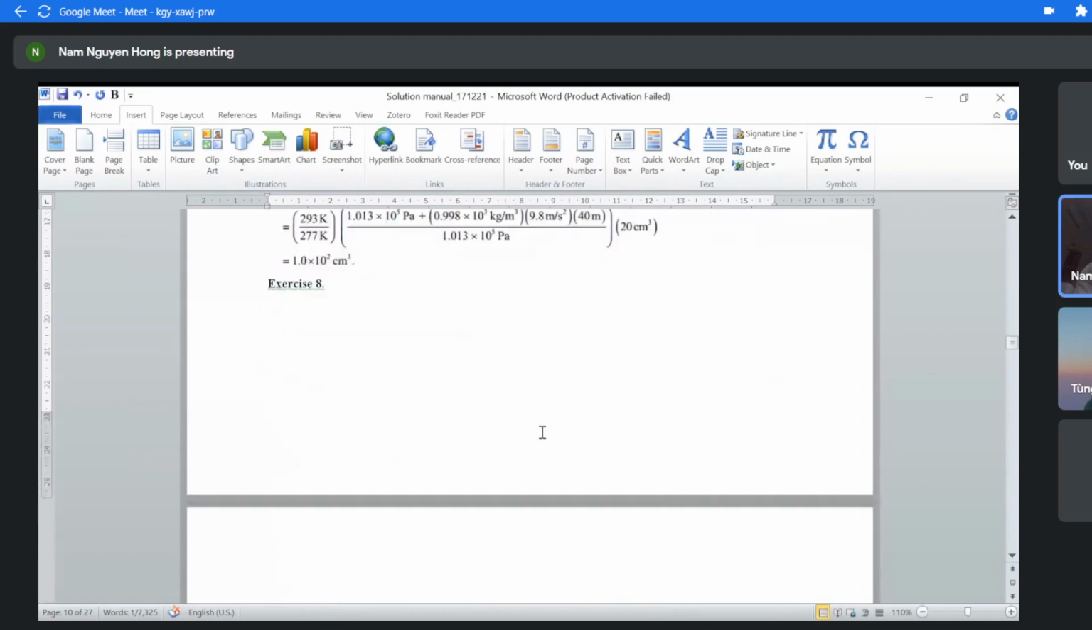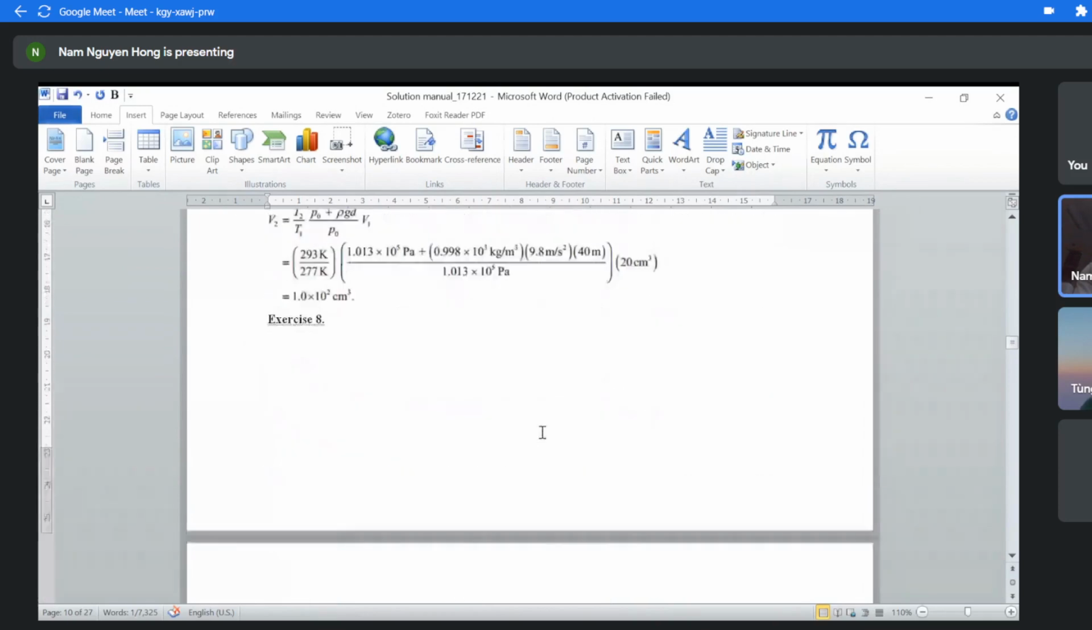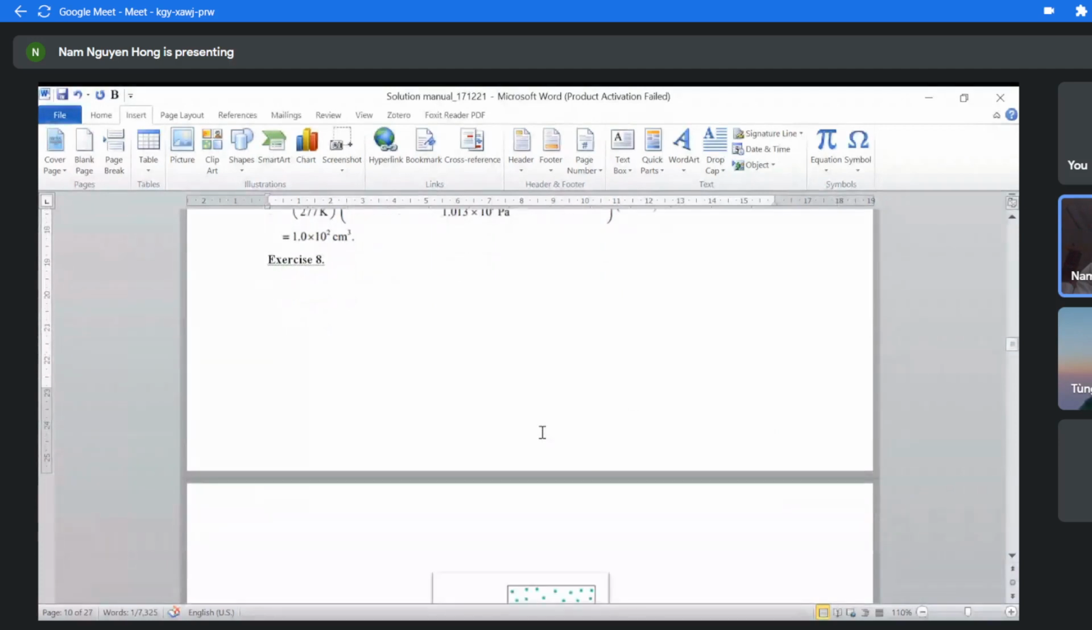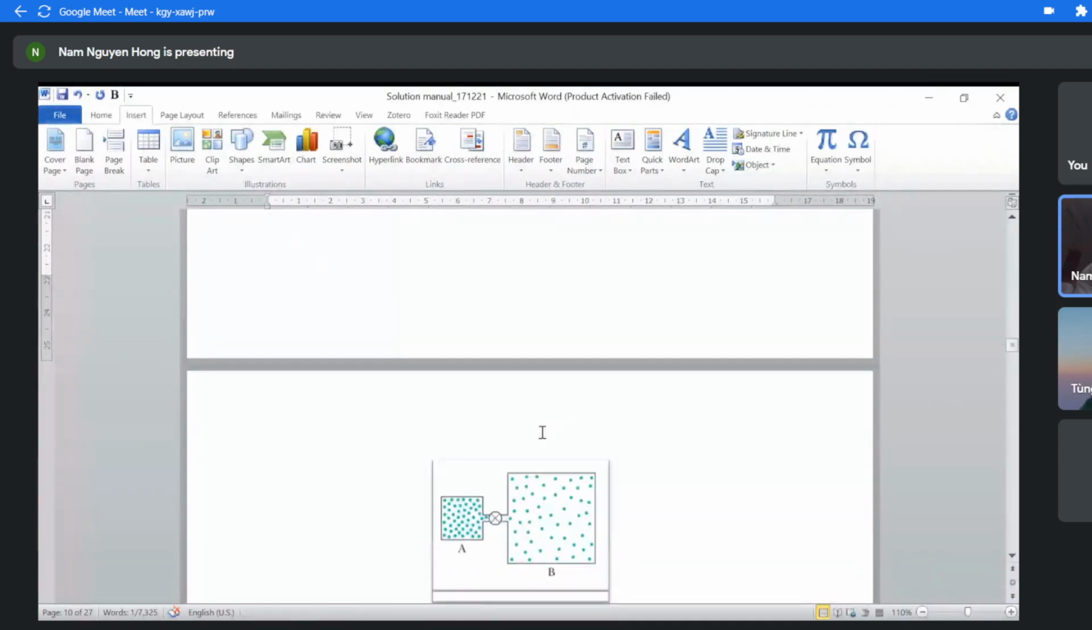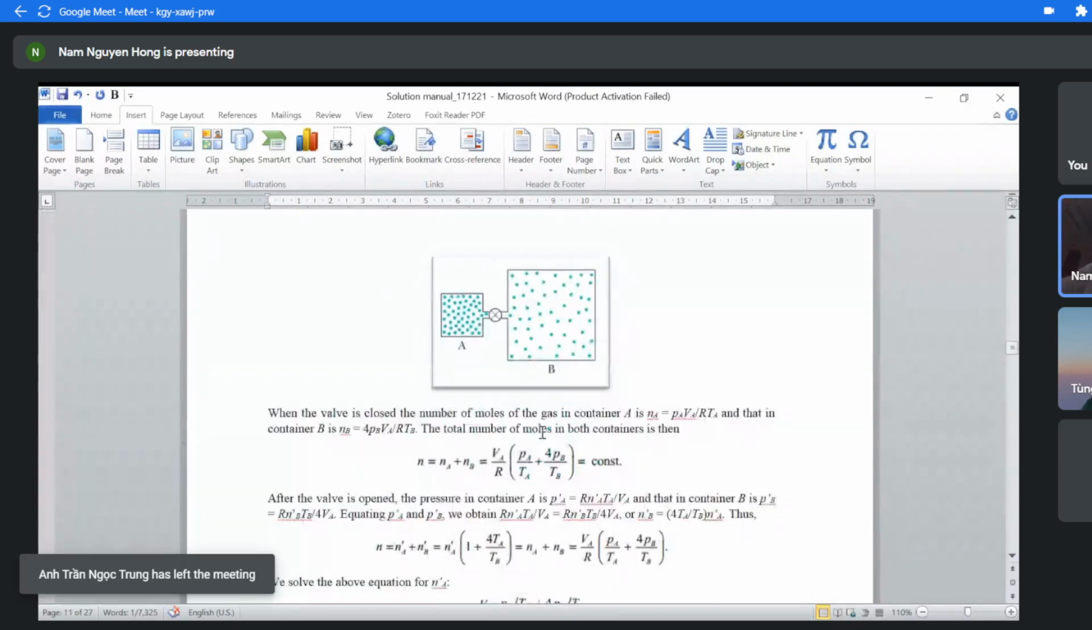Okay, I will correct question 8. So this is question 8. What we have in question 8 is that we have 2 containers connected together by a valve. At the beginning, the valve is closed. What we know is that container A is 4 times smaller than container B.